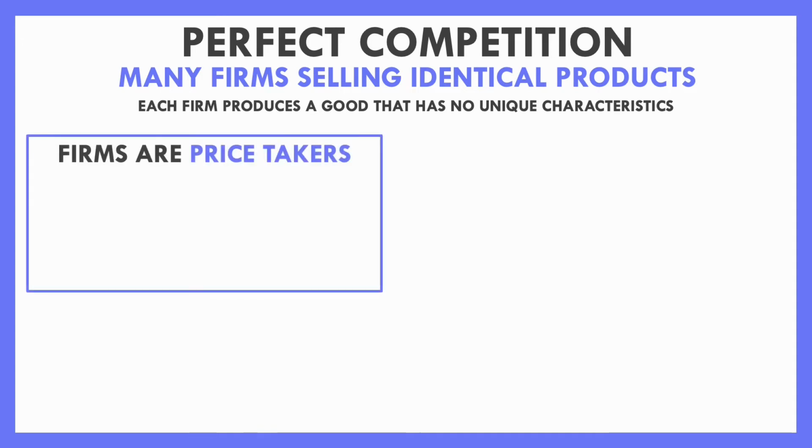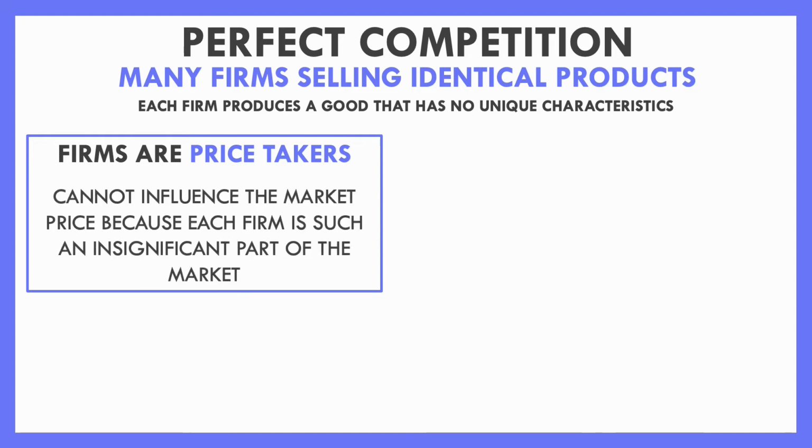And so, since everyone is selling the exact same product with no unique characteristics, we see that businesses are what's called price takers. In order to understand what a price taker is, it might help to know what a price maker is. If you're a price maker, you get to make the price. You get to determine the price. A price taker means that you just have to go along with whatever the market price is, because each firm has such a small portion of the market.